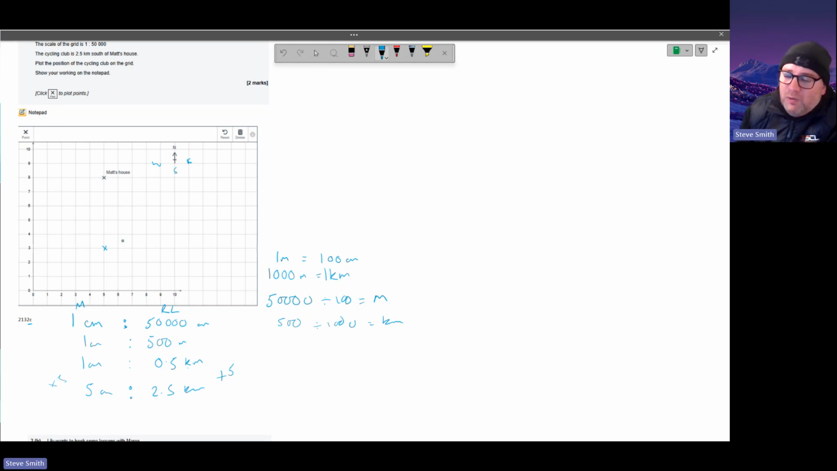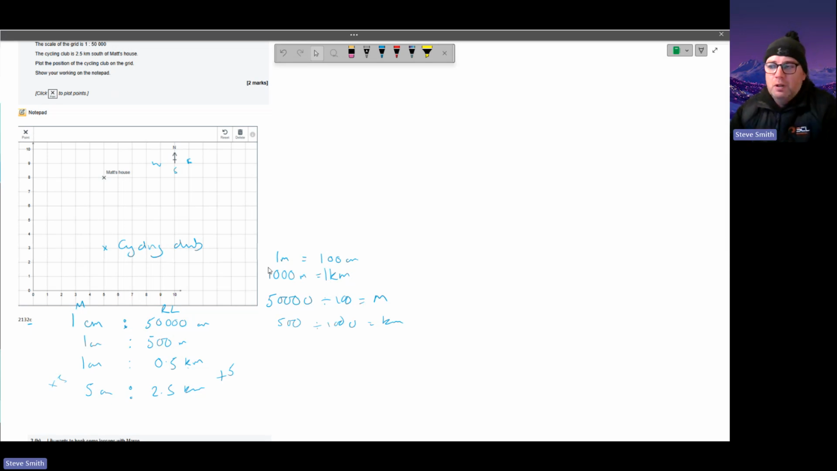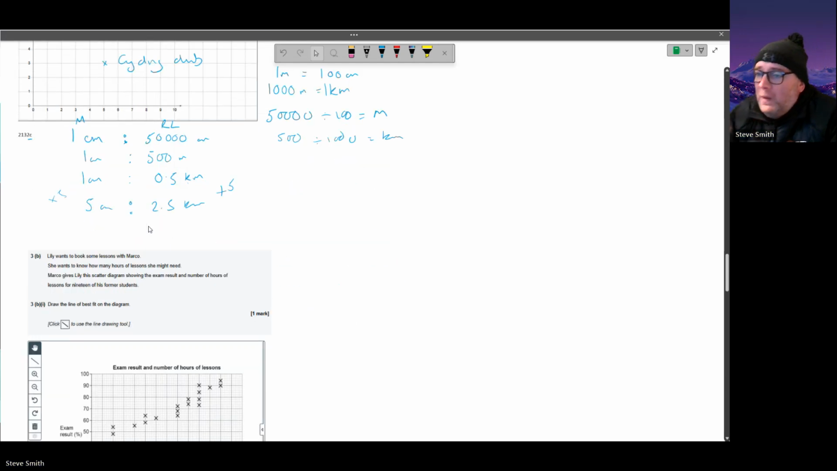It doesn't give you an option to write cycling club on there, but if it did, you could just write cycling club like that. For 2 marks, a bit more involved that one. We had some conversion to do, but only shrinking conversion, not converting it into miles or anything like that. As long as you remember the 100 centimeters in 1 meter and then the 1,000 meters in 1 kilometer, you're going to get that shrinkage correct. Okay, let's go.